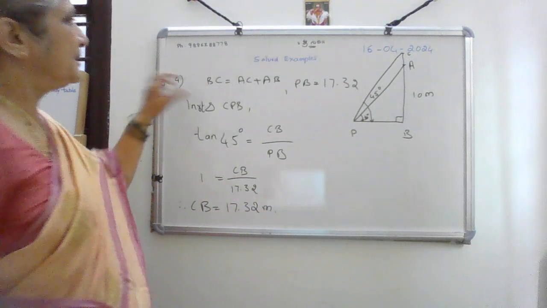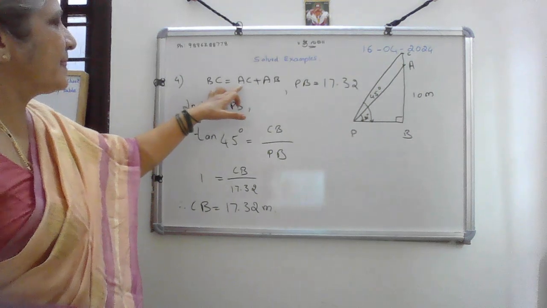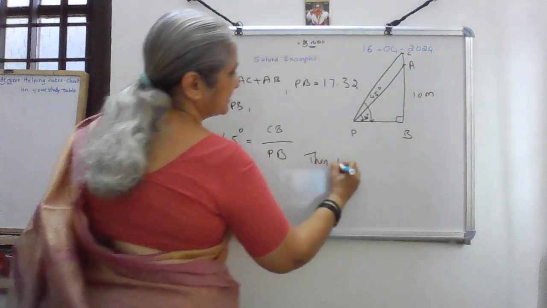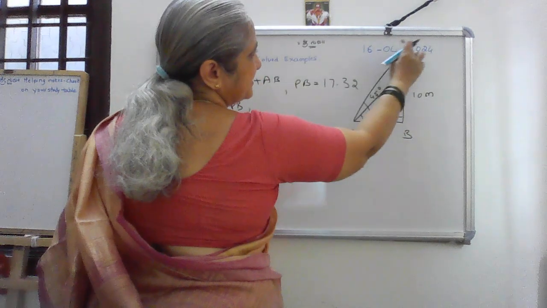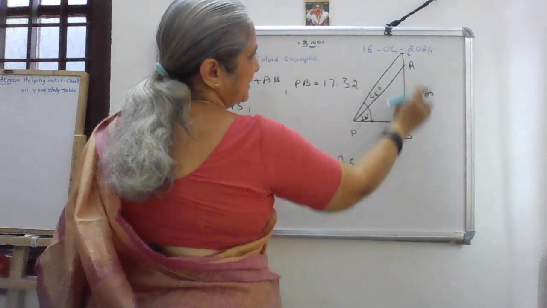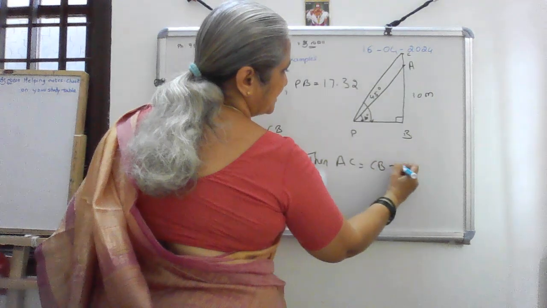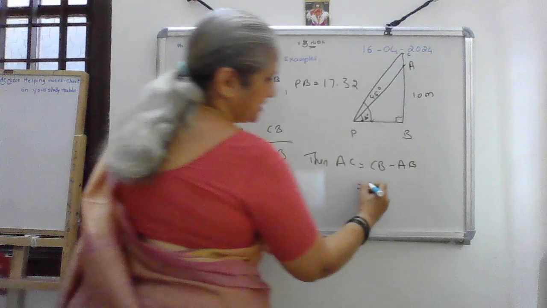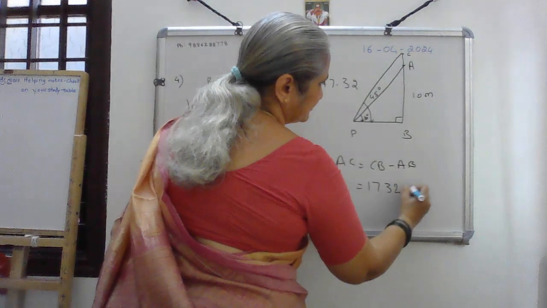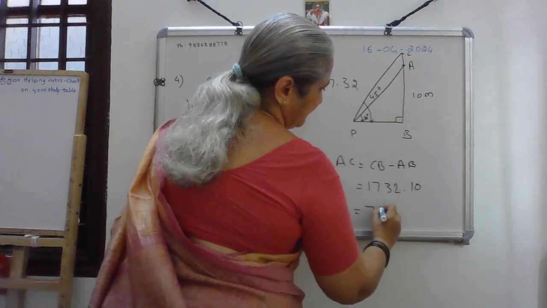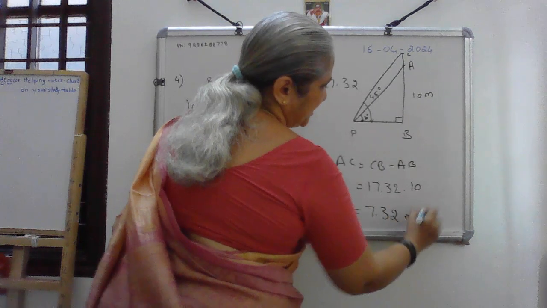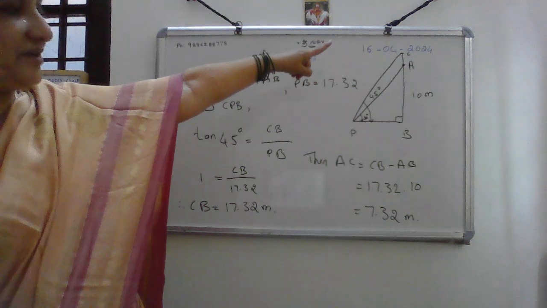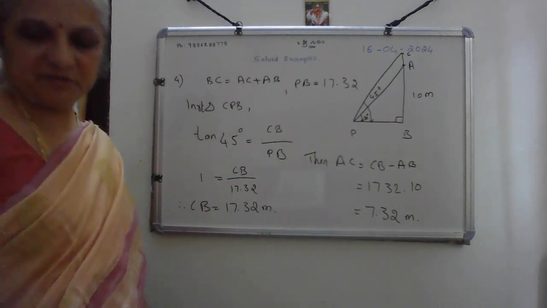Hence, we can find AC. AC is equal to CB minus AB. What is CB? 17.32 minus 10. It is 7.32 meters. So, the height of the flag staff is 7.32 meters.